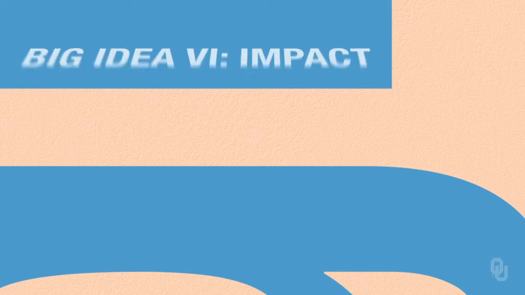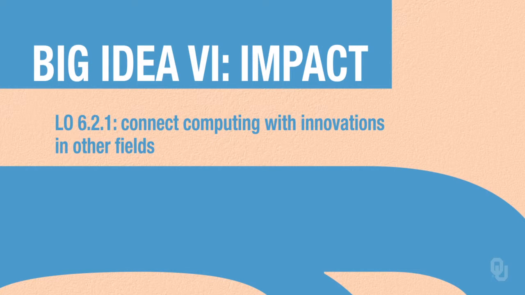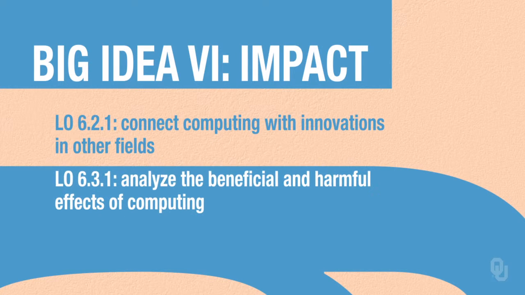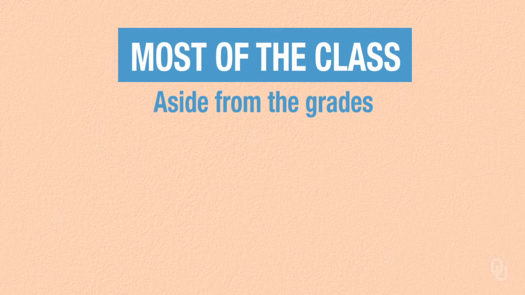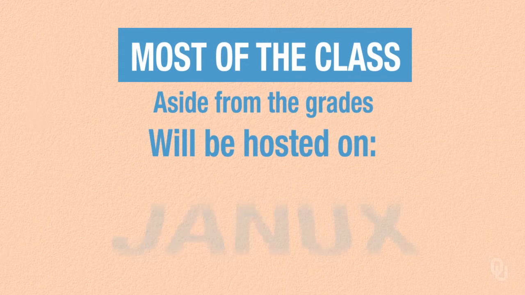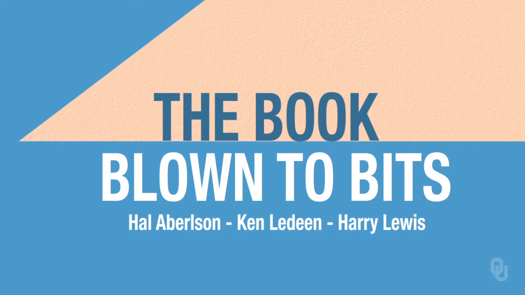One of the other big learning objectives is that we're going to be working on impact, and that is that we're going to be talking about how computing connects with innovations in a lot of other fields, and talk about the benefits and the harms of computing. Computing isn't all good, and we're going to connect computing within an economic, social, and cultural context. Most of the class, except for just a few things like the grades, will be on Janux. You have the book, it's on Janux, it's the Blown to Bits book, and you can download it online as well just by Googling it.